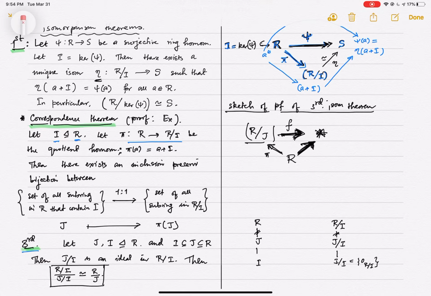Okay, that's the philosophy. So what I'm going to do is start from R. Consider the maps, I should say rather, the homomorphisms.